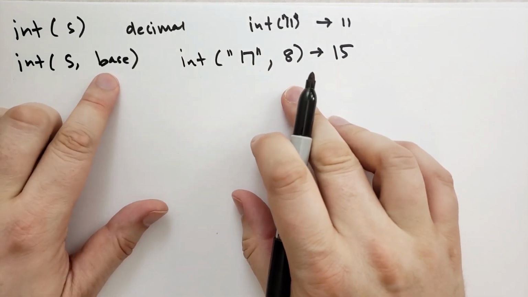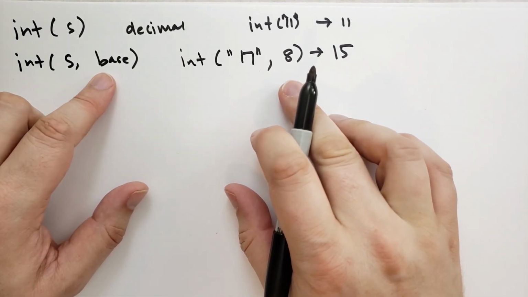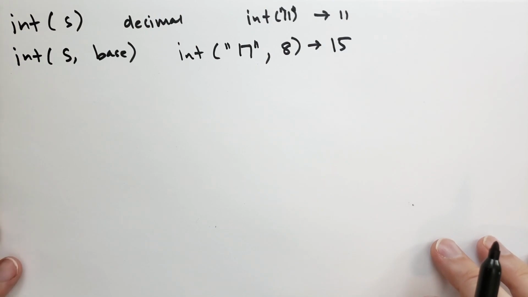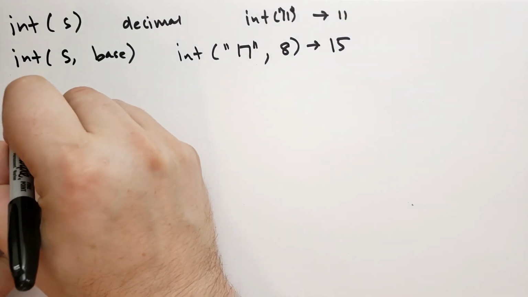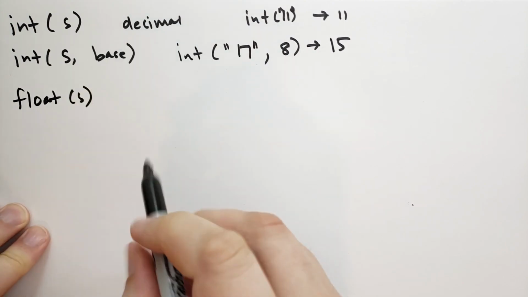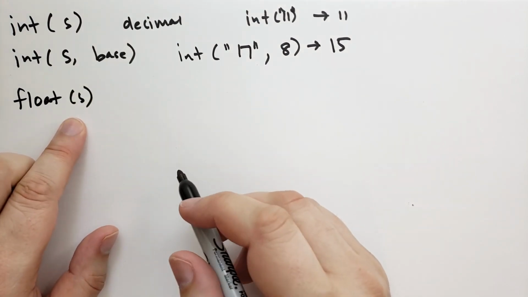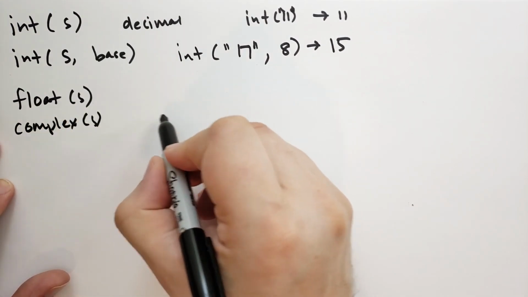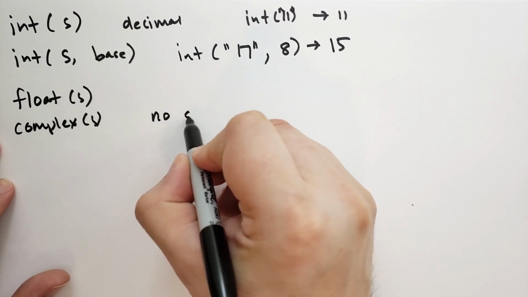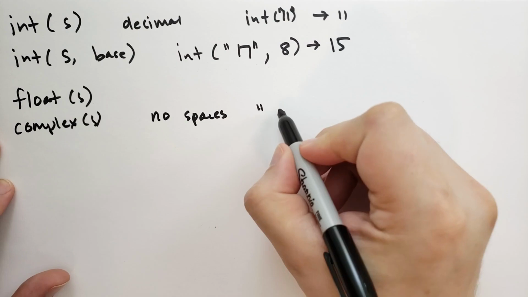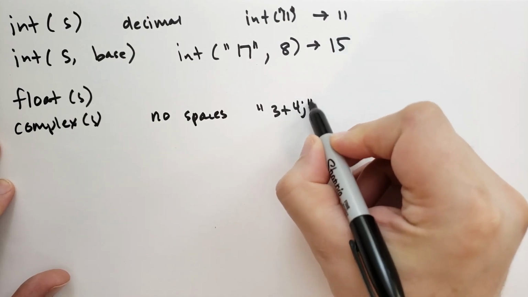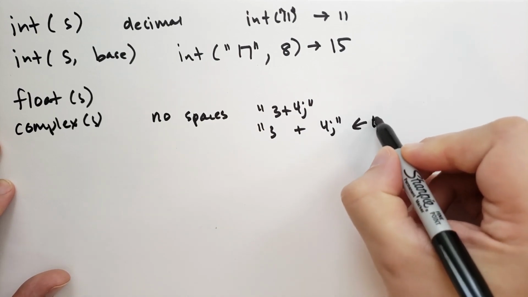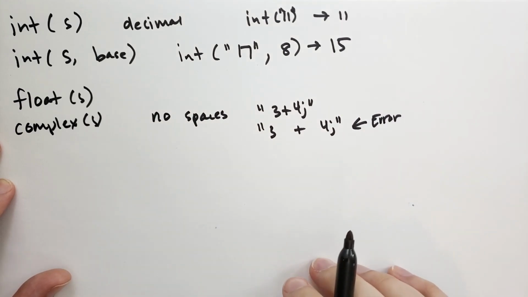And of course you can do insane bases, like you can go, I think, up to base 36. So you can use the letters A through Z like you would for hexadecimal. So you can use all kinds of different bases if you really wanted to. Very interesting, fun use of int. Float can also take a string. Okay, that string must be a valid float, one form or the other. Complex can take a string. If you have a plus in there, there's no spaces allowed. So for instance, 3 plus 4j is fine, but 3 space plus space 4j, this will be an error. Okay, I think it's a value error.